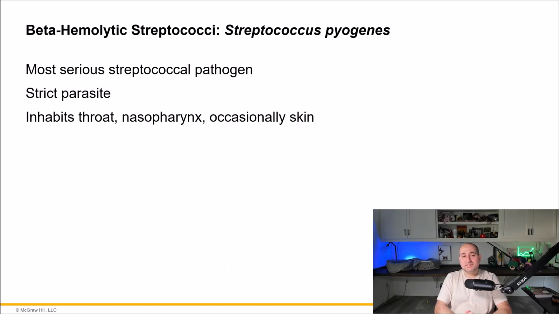Now, the most serious streptococcal pathogen is known as Streptococcus pyogenes. It's a strict parasite, which means that it's looking to cause disease. It feeds off of your tissues, right? Parasites become nutritionally dependent on a host. And this is the bacterium that's known for causing strep throat. If you've ever heard of strep throat, that's what we're talking about, Streptococcus pyogenes. It inhabits the throat, nasopharynx, or occasionally the skin.